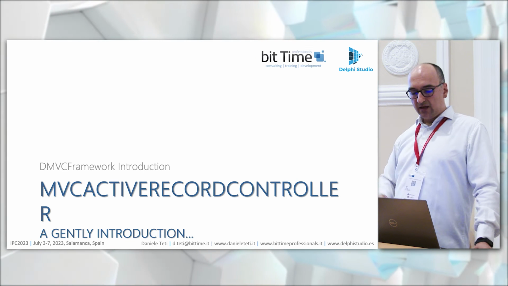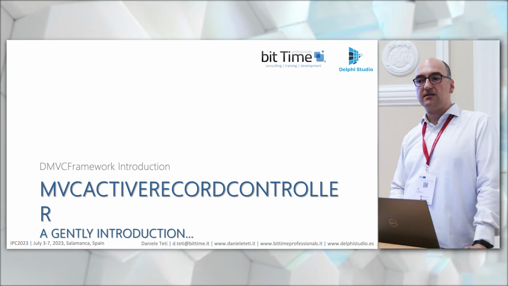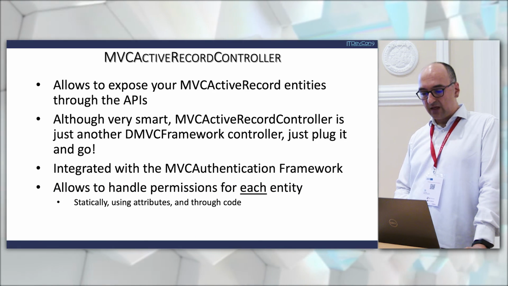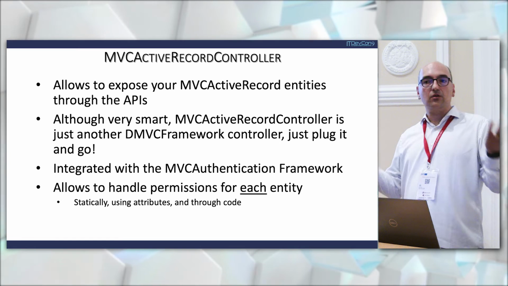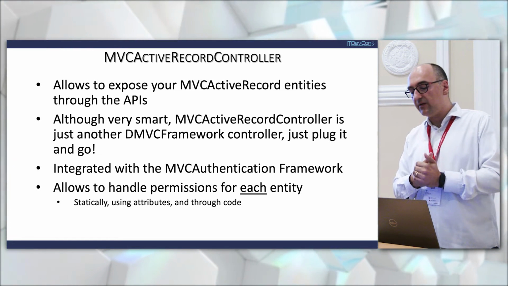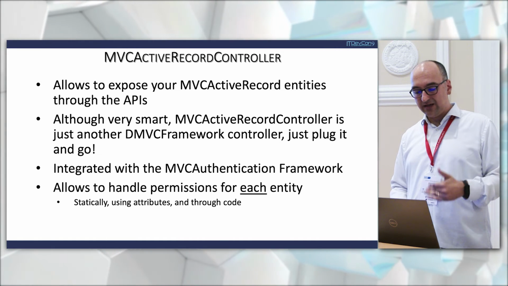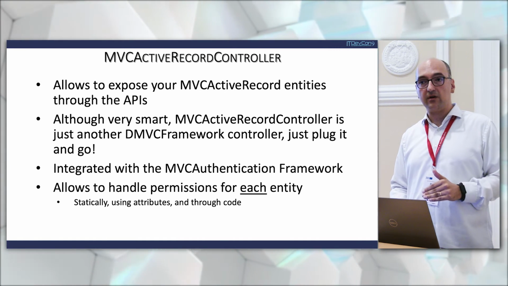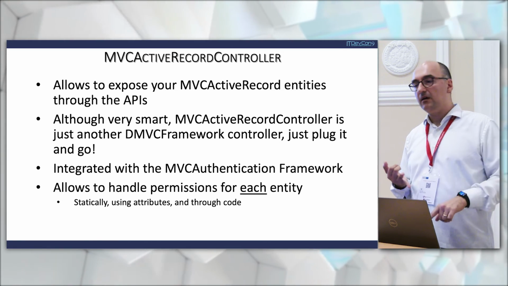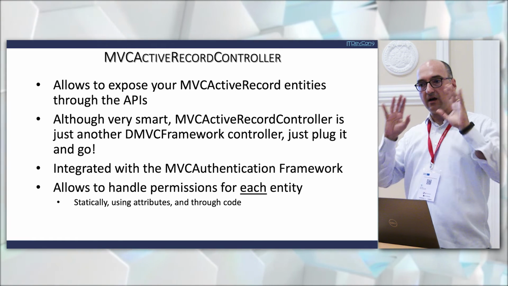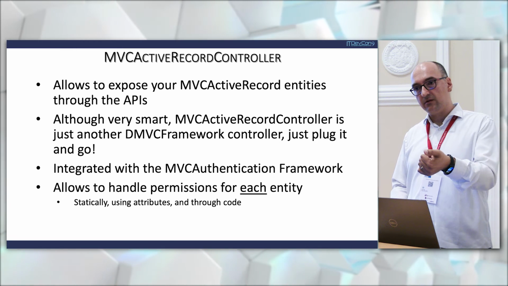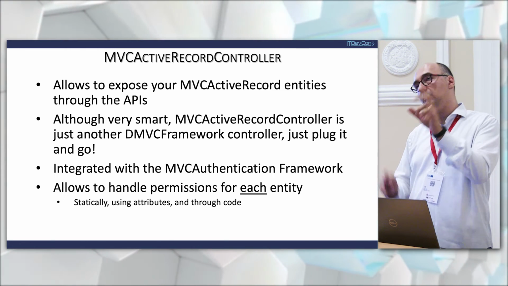Would be cool. Yes, the MVC Active Record controller is designed for this reason. The MVC Active Record controller is just another controller, so it's not complex to do. Just plug it in, and it allows you to expose your MVC Active Record entity through the API. It is integrated with the MVC authentication framework, with all your authentication mechanisms, JWT, OAuth2, all the things are in place correctly, and it also allows you to handle the permissions based upon the connected, let's say, logged-in user.